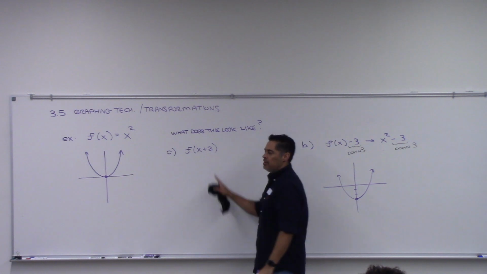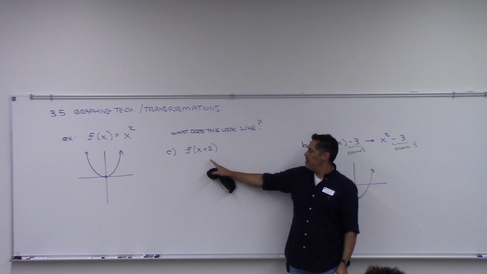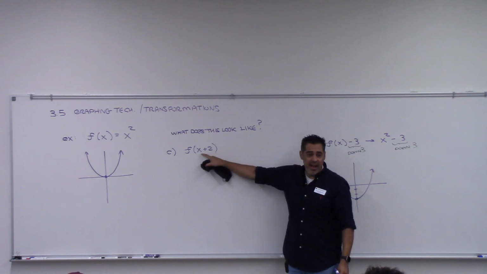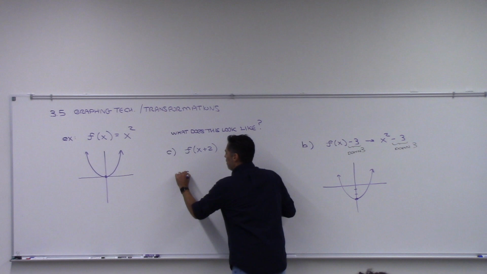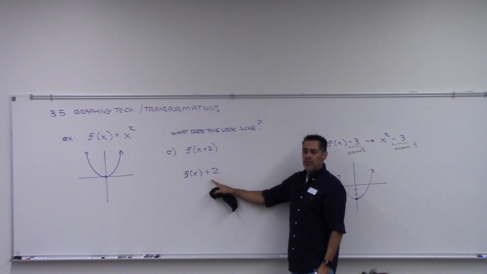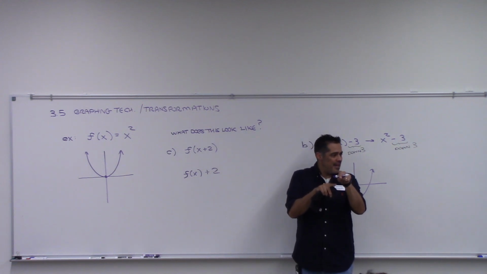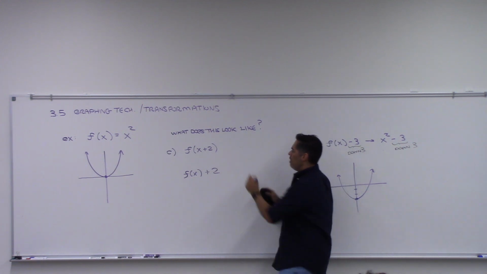Okay. Notice the notation here. I've added 2 again, right? But where's that 2 being added? Inside with the x, right? I didn't write it this way. Part A was this, and everyone said move it up 2. But now I'm saying plug the 2 in, add the 2 inside with the x.